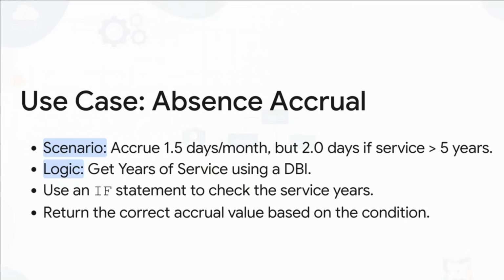Now let's look at an absence management requirement. It's a tiered accrual rate based on service. The logic here is simple. You grab the employee's years of service using a DBI, and then you just use an if statement. If their service is more than 5 years, they get the higher rate. It's a really elegant way to handle any kind of tiered business rule.